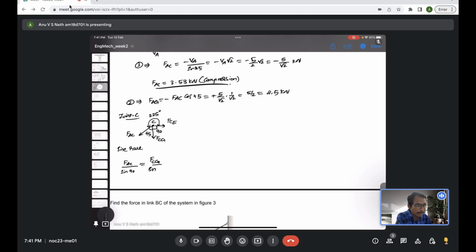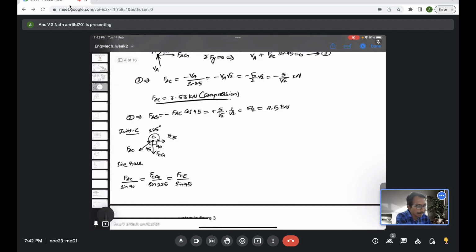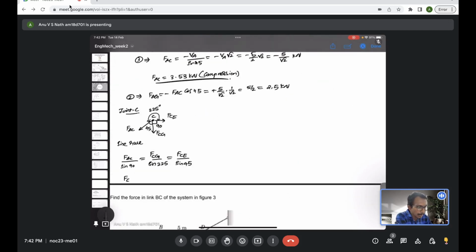So FCG has adjacent angles 45 and 90. So the opposite angle will be 225. So it's sine of 225 equal to finally FCE divided by sine of the opposite angle. So CE has adjacent angles 90 and 225. So the opposite angle will be 45. If I use that information, sine of 45. So our objective here is just to evaluate FCG. So from this expression I can just write FCG is equal to, just rearranging the first 2 terms here, sine of 225 by sine of 90, which is just 1, times FAC, substituting the values.